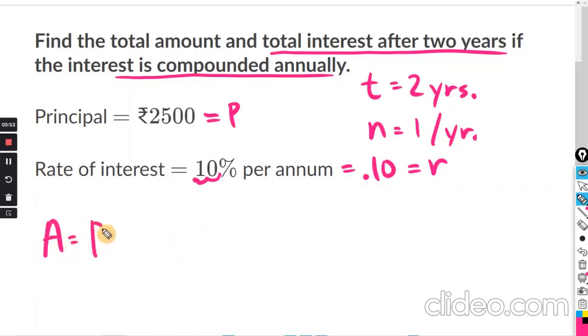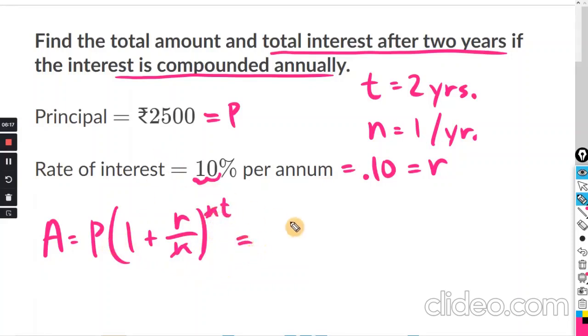A is going to equal P times 1 plus R over N to the power of N times T. All right. Since N is just 1, we don't need this N. Dividing by 1 doesn't do anything, and multiplying by 1 doesn't do anything. So we can cancel the N.